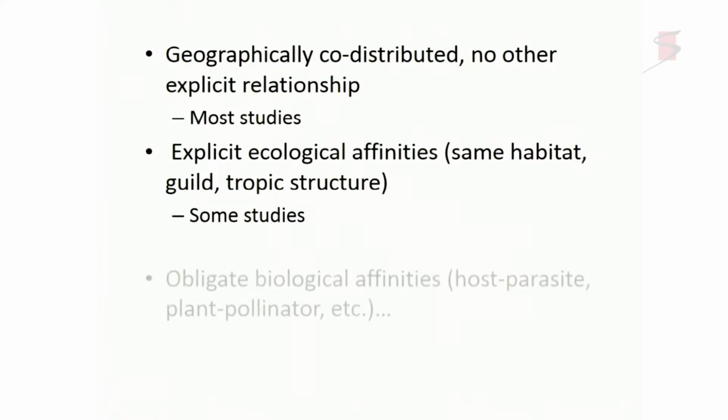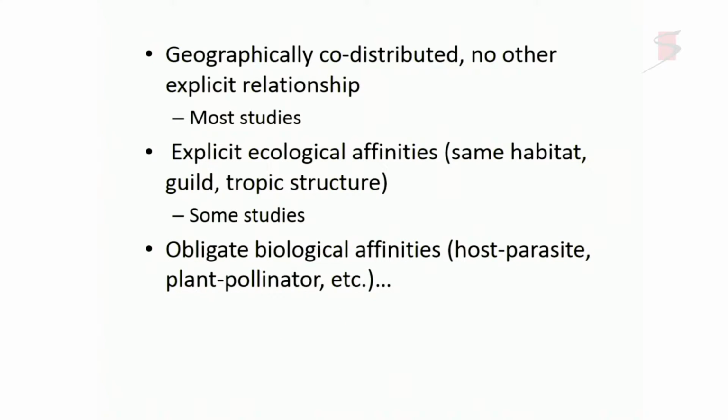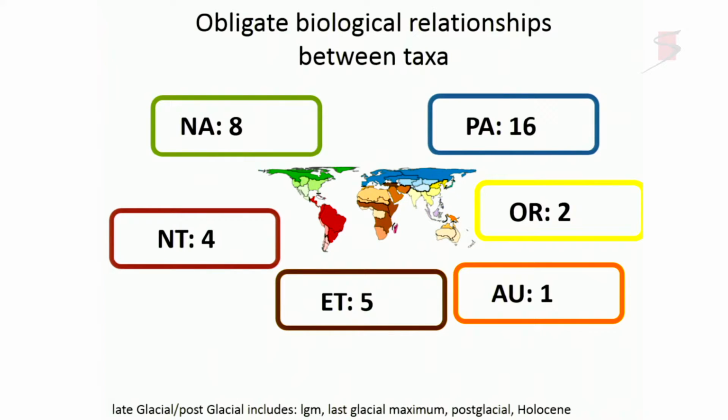co-distributed taxa. And then a fair number of studies actually, it turns out, to be between obligate biological taxa, host parasite taxa, plant pollinator type taxa. And if you just look at that last category, this would be sort of the breakdown by biogeographic region. And so that's a fair number that did that. I won't take that any further. I'll just leave that for you to look at.